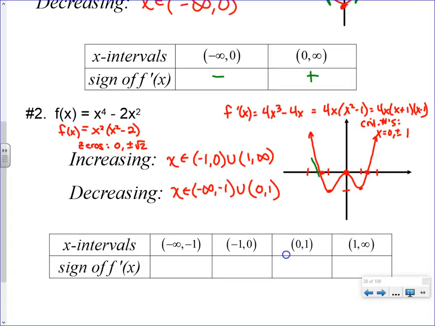The signs of the slope. What are the slope signs from negative infinity to negative 1? Negative. Negative was decreasing. So where else are the slopes going to be negative? 0 to 1. Good. And the others, the slopes are going to be positive. So did we discover the relationship between the signs of the derivative and the increasing, decreasing nature of the graph? For the entire interval where a function is decreasing, the slope of the derivative will be negative. For the entire interval where the function is increasing, the slope of the derivative will be positive.